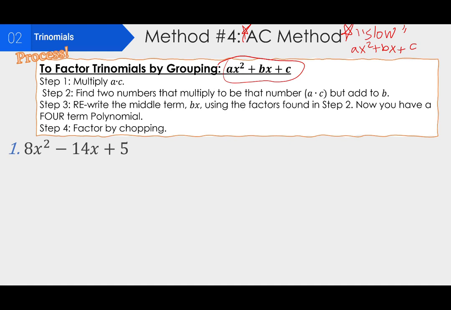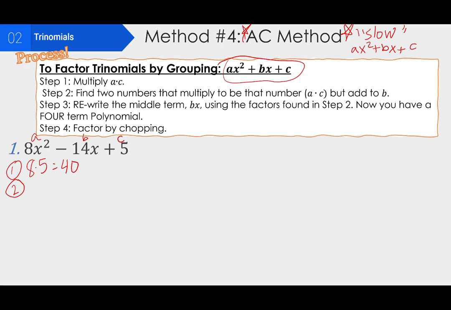Alright, first step, multiply a times c. I always like to label those a, b, and c. So our first step is we're going to multiply 8 times 5, equals 40.